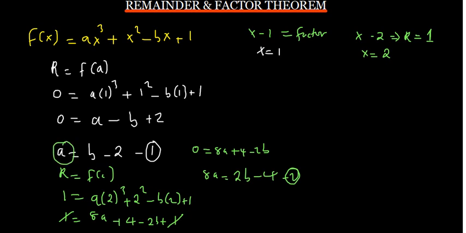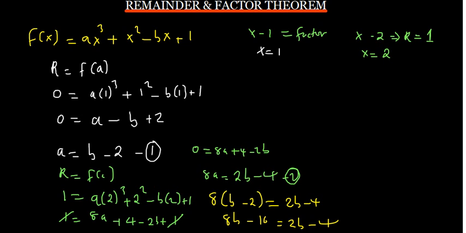Now we know that a is equal to b - 2. So in the second equation where there is a, I'll put b - 2. This will be 8(b - 2) equal to 2b - 4, which gives us 8b - 16 equal to 2b - 4. Take like terms to the same side: 8b - 2b, which is 6b, is equal to 16 - 4, that is 12. Then we divide both sides by 6. That gives us 2 as the value of b.